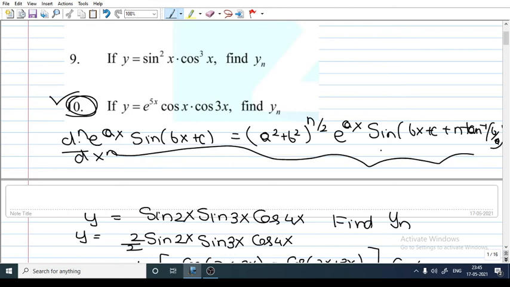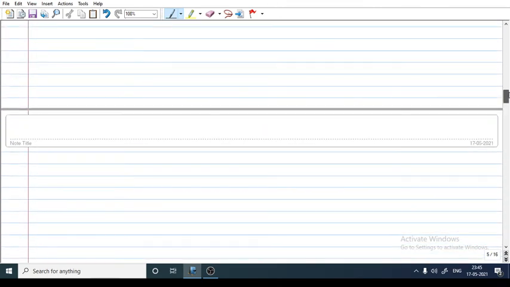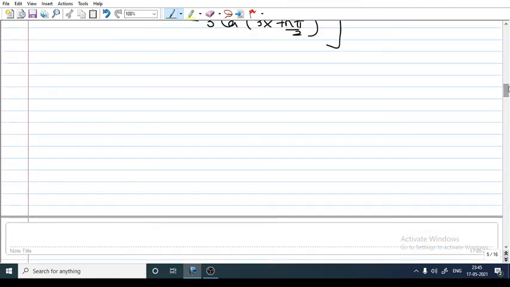Okay, hope you have got some idea, and that you have not forgotten the formula list which I have given, because you have to memorize the formulas. In this chapter you have to keep the formulas in your mind. If you forget any formula, you will get stuck. So the next question which we are going to take: if y equals e power 5x cos x into cos 3x, we have to find yn.